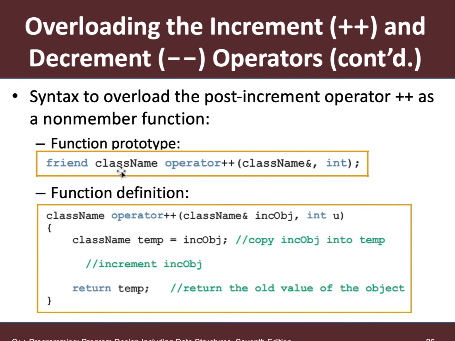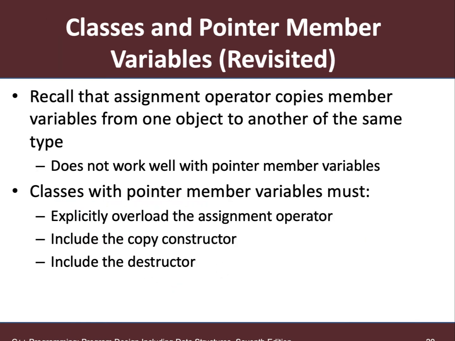As you can see, again, within the class we need to friend it. Then outside the class we create a temp object, put the incoming object into it, and then increment it, and then return the result of it out.